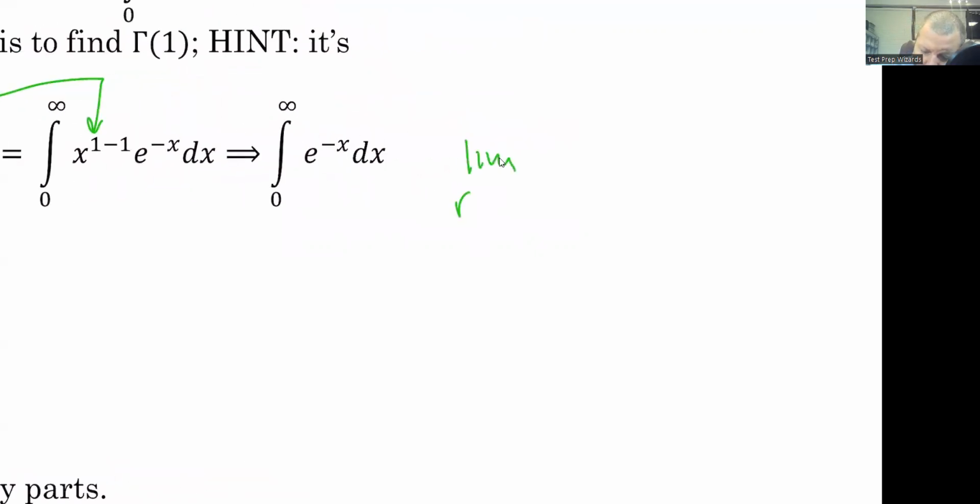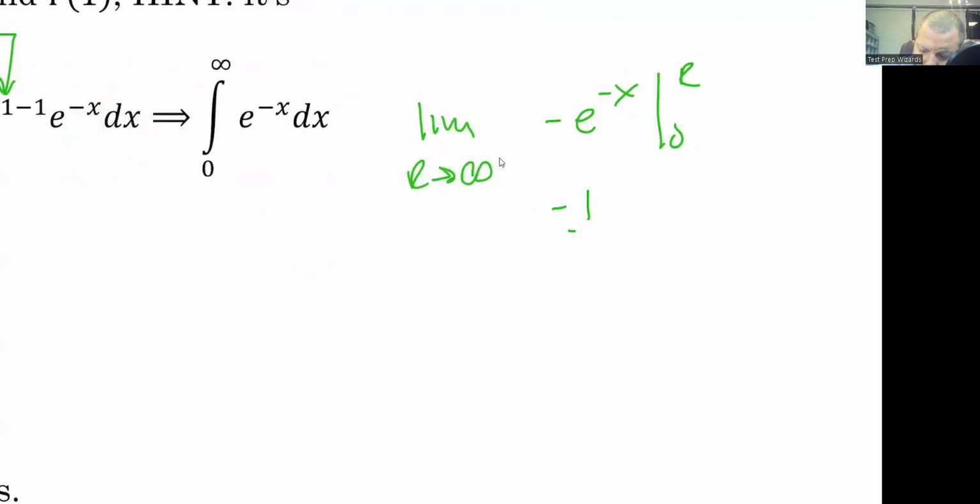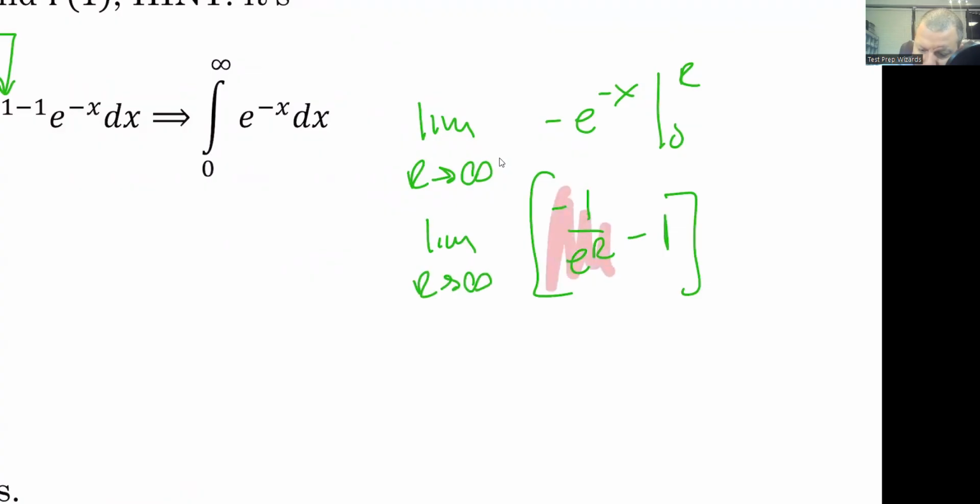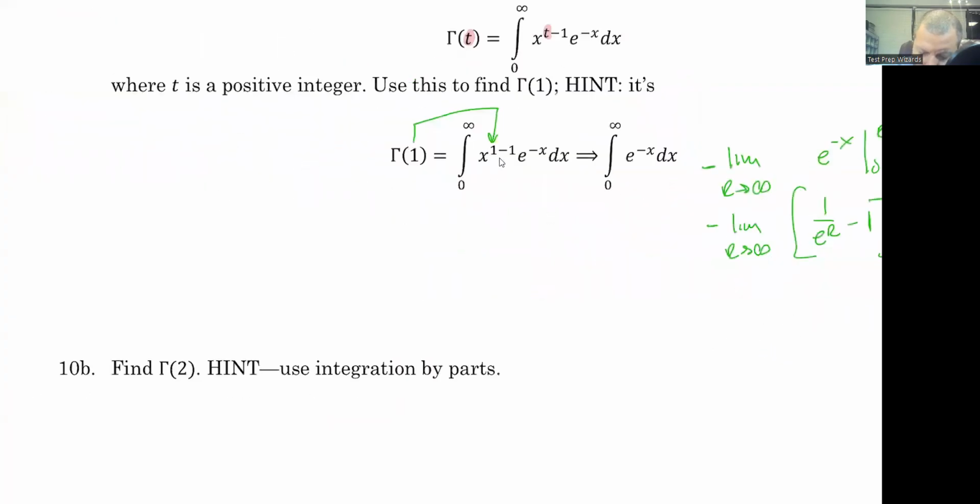I'm just simply going to get e to the negative x, which we know what this is going to be. It's going to be the limit as r approaches infinity of negative e to the negative x, evaluated from 0 to r. So that's going to be negative 1 over e to the r, minus 1 over e to the 0, so just minus 1. When we take this limit as r approaches infinity, this thing goes off to 0, and we're left with, the negative up front, my bad. I'm going to put that negative up front. So we're going to get negative 0 minus 1, which is just equal to 1, right? So gamma 1 equals 1.